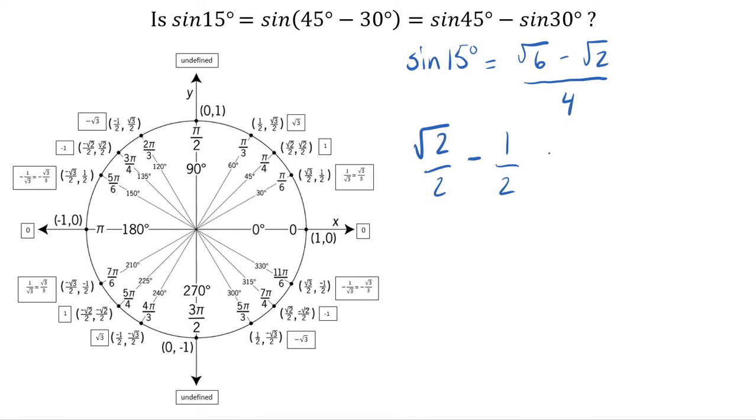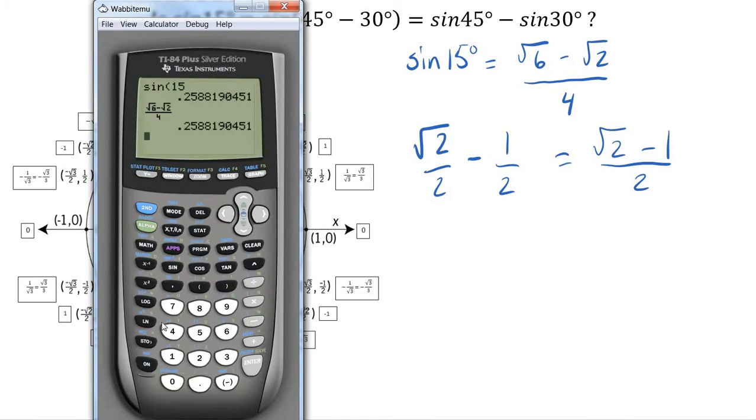Well, if we simplify this, we get root 2 minus 1 all over 2. Are these equivalent? Now, it maybe doesn't look like it, maybe it doesn't feel like it. Let's turn to our calculator, right? Easy way to kind of check ourselves. And so let me bring my calculator up.